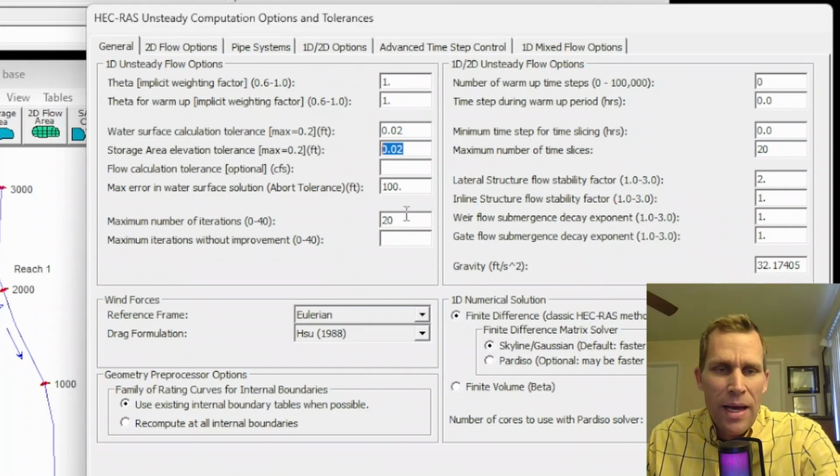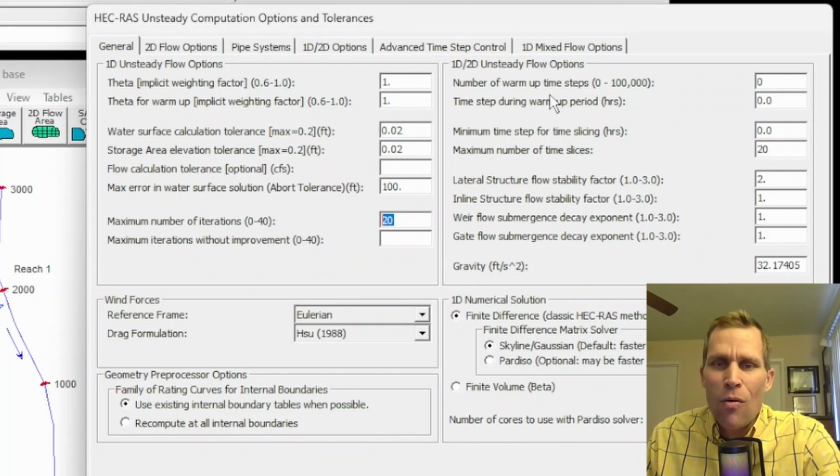As mentioned before, we have this maximum number of iterations between 0 and 40. I think the minimum bound should actually be 1. Anyway, it says 0 to 40. The default value is 20. And then over here in the right frame, the 1D, 2D unsteady flow options frame, these are also computational options and tolerances. For instance, a warm-up period.